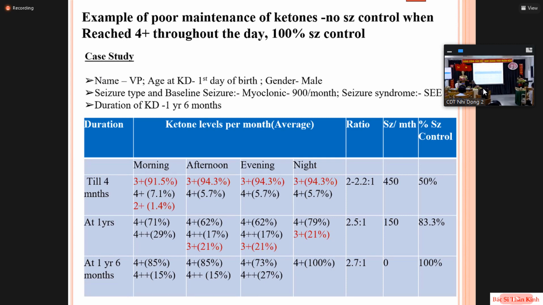And the seizures further reduced to 150 per month, and there was 83.3% seizure control. And 1.5 years on the ketogenic diet, the keto ratio was increased to 2.7:1, and the patient achieved optimal 4+ urine ketones, and there was 100% seizure control in this case.